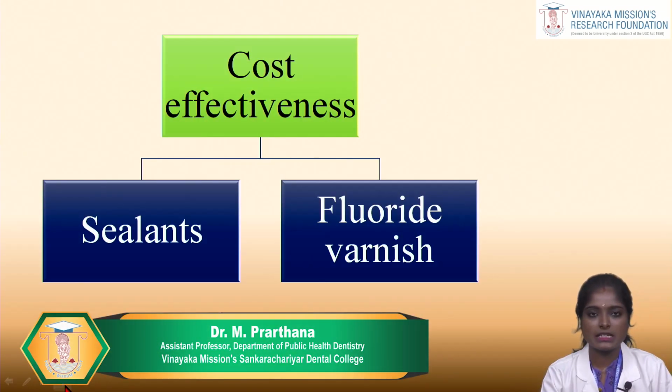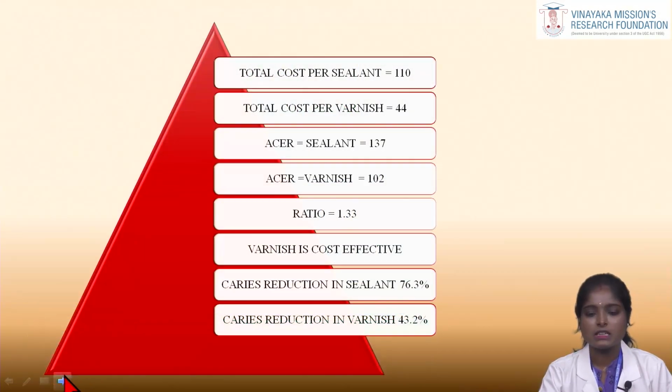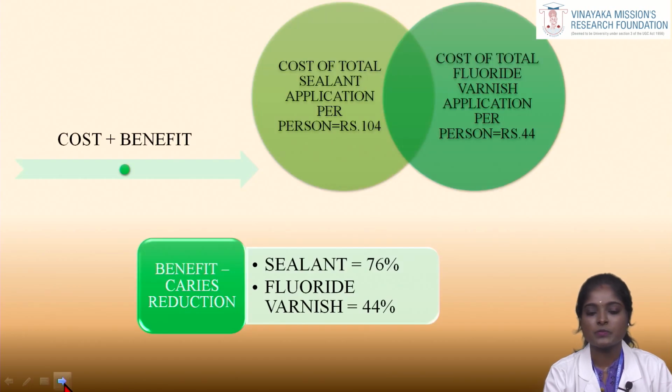So for example, let's take in dentistry we have sealants and fluoride varnishes. Both prevent caries, but in a systematic review it was found that total cost per sealant was $110 and total cost per varnish was $44. The ratio was 1.33. The varnish is cost effective, and caries reduction of sealant is 76% and in varnish is 43%. So what does it infer?